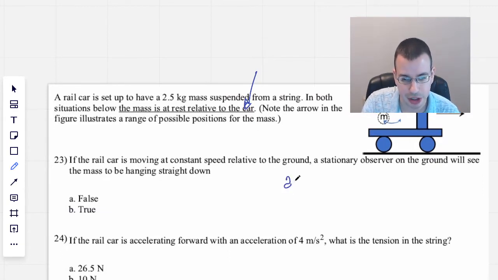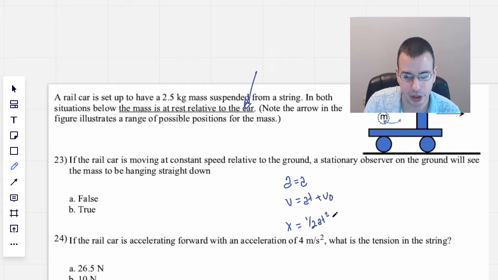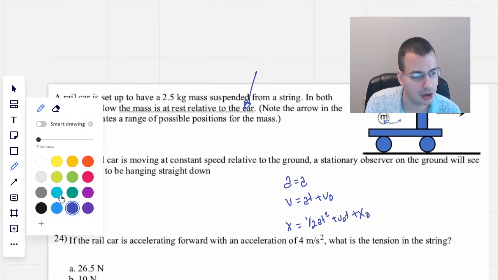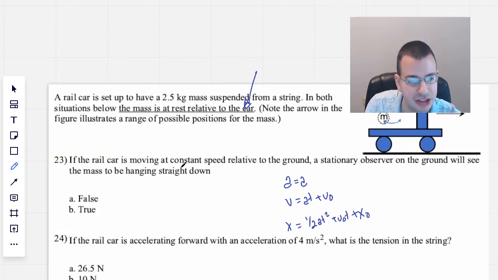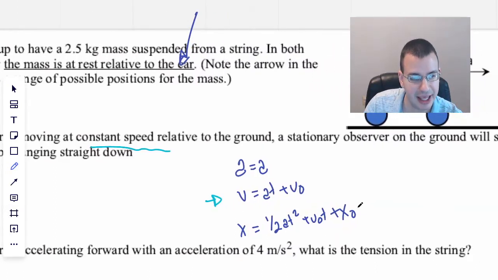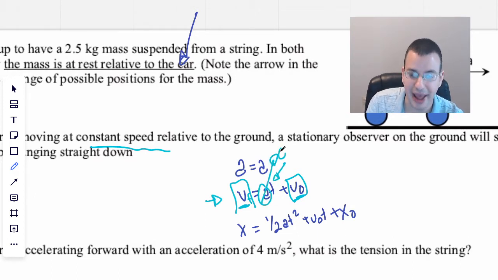If we look at our kinematic equations, we have a equals a, v equals at plus v naught, x equals 1/2 at squared plus v naught t plus x naught. The reason I want to bring this up is because this says constant speed relative to the ground. So constant speed means zero acceleration. If v final equals v initial, and we assume that t can change, that would imply that acceleration here has to equal 0.